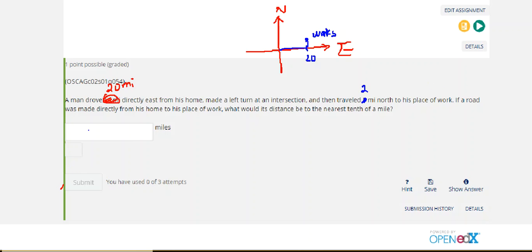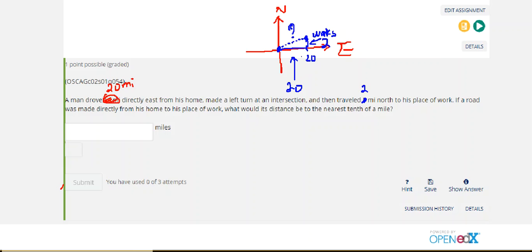If a road was made directly from his home to his place of work, which means from his home to here, the question is what would its distance be to the nearest tenth of a mile? So in other words, we know this is 20 and this is 2. We want to find this distance, right? So this distance. So a couple ways to do that.